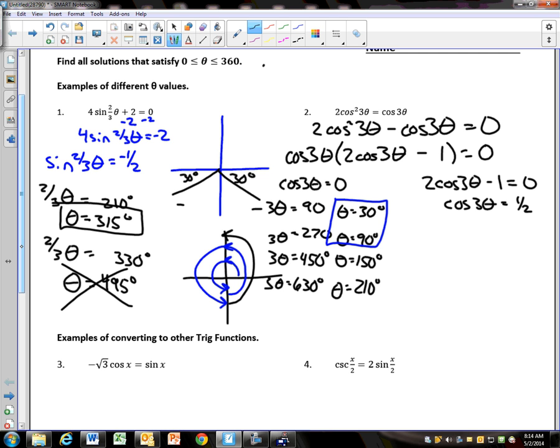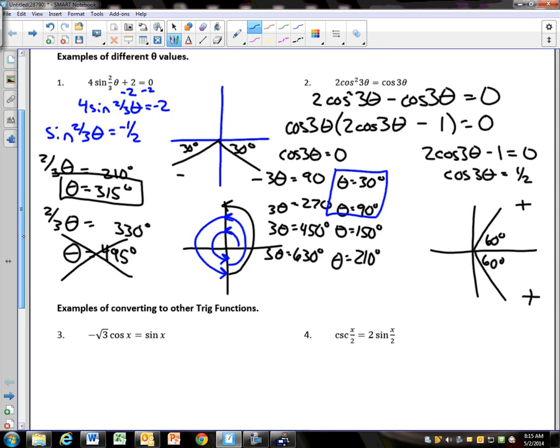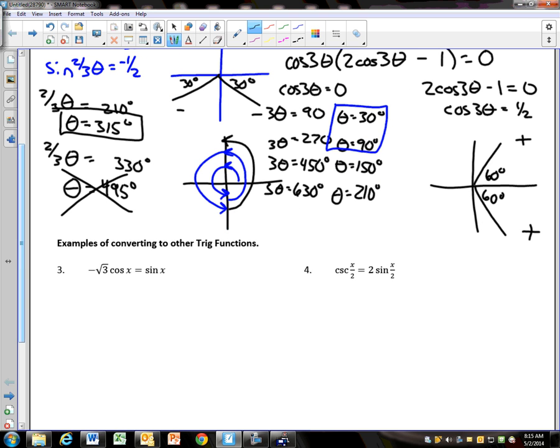So let's cosine inverse this side. What's cosine inverse of 1/2? 60. Very good. So we'll draw our quadrant just like we did before. We have 60 degrees. Cosine is positive in the first quadrant and the fourth. So we have 60 and we have 60. So when we cosine inverse, we end up with 3 theta is equal to, what's my first angle? 60 degrees. And then 3 theta equals, what's my second angle? 300.